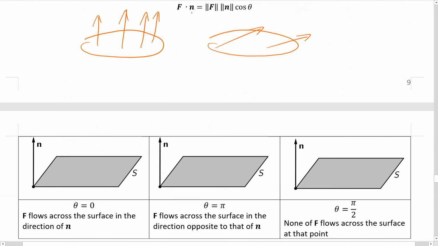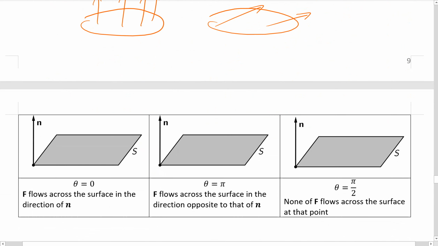So far, so good? Now, let's look at the following picture.